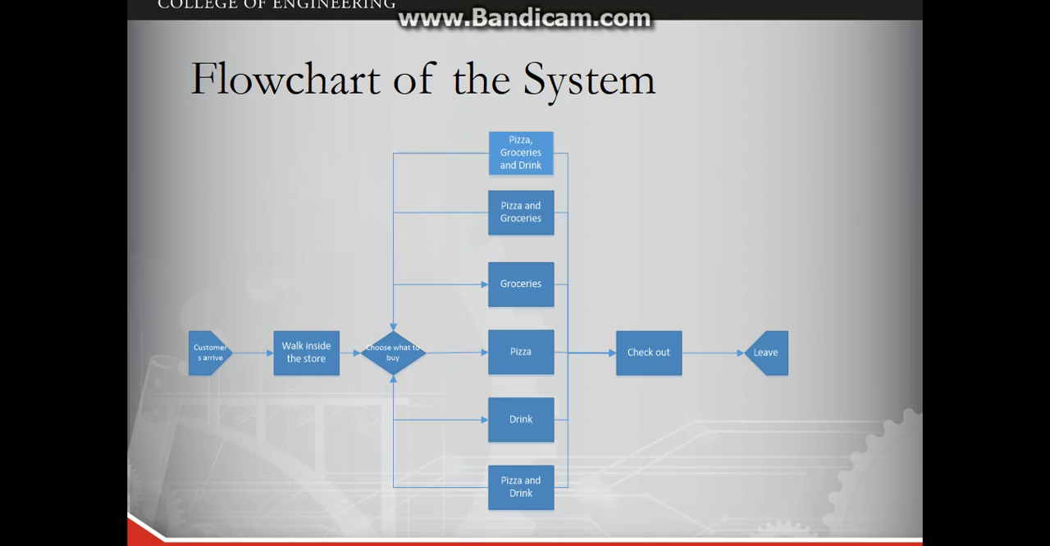First, the customer arrives at the store, then they have six options of what to buy. They can buy pizza, groceries, and a drink, or they can only buy pizza and groceries. They can buy groceries, pizza, a drink, and individual other stuff. Actually, the store has more than these options, but we only list the most popular ones. Then they go to the checkout process, then they leave.